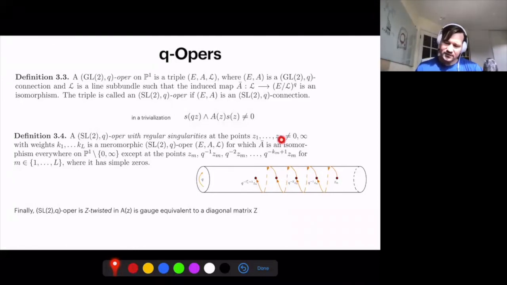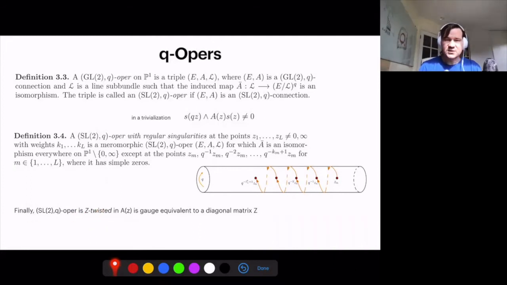Now, the reason why it's L here and then I had L sites on a spin chain is not accidental, so it will be connected. Going a bit further ahead, these singularities of the oper will correspond to the anisotropies in the spin chain, and the twist parameters in the spin chain will come from the z-twisted condition of the q-Oper. So we say it's another definition.